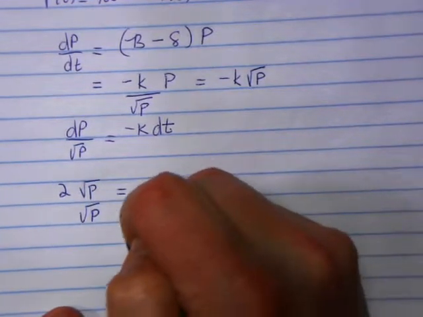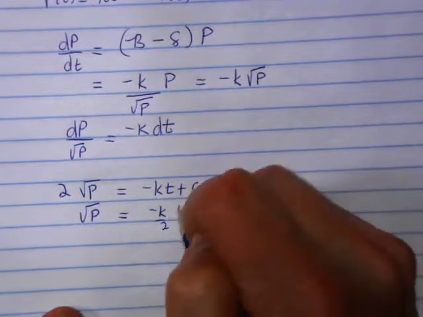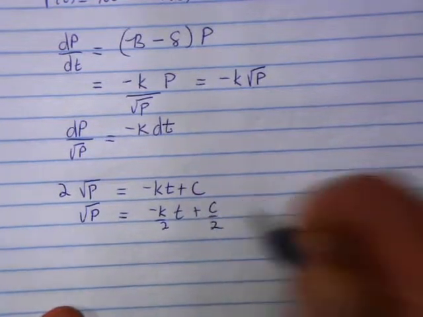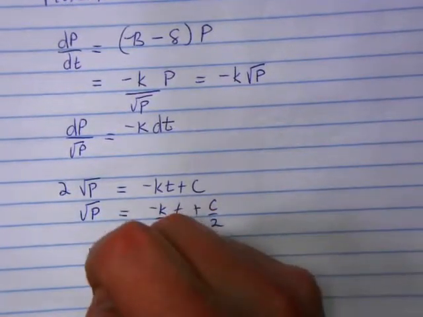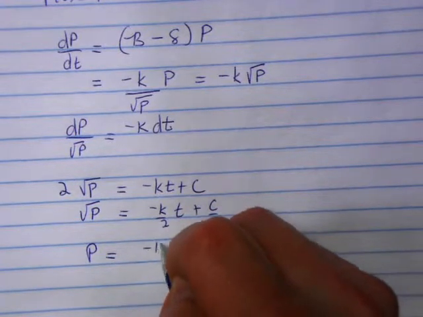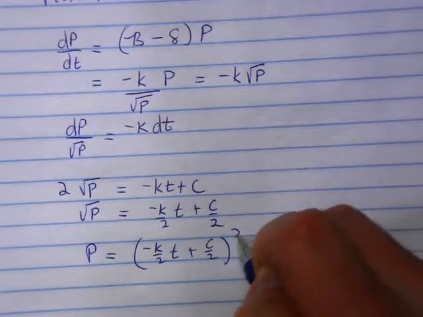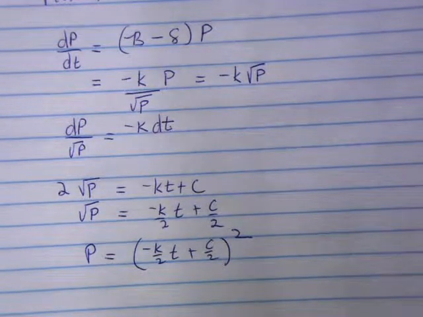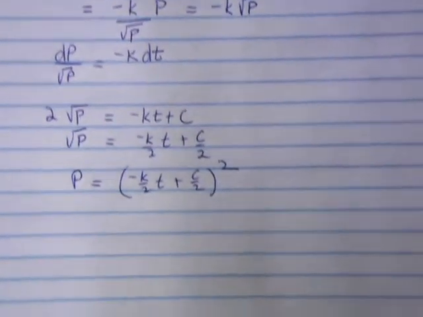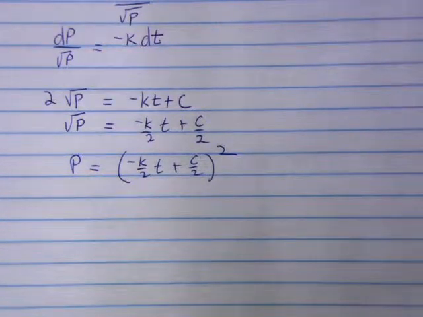So the square root of p is negative k over 2t plus c over 2, and p would therefore be negative k over 2t plus c over 2, whole thing squared. Is there a point to doing c over 2? Wouldn't that become c? You could just write it as c, sure. That's usually what we do, I agree. Don't know why I decided to write it as c over 2 this time. Just to confuse you, I guess.